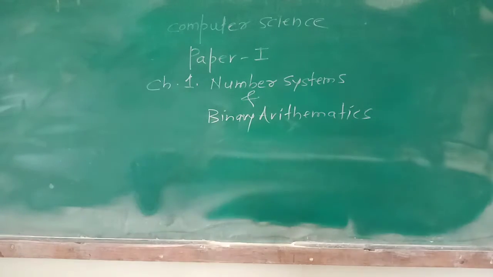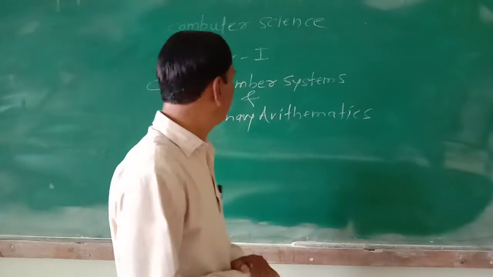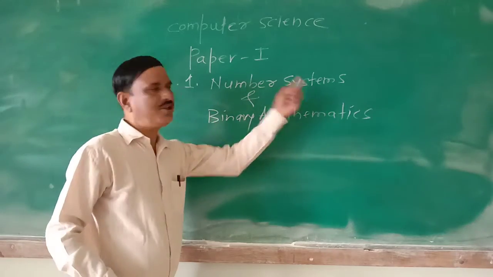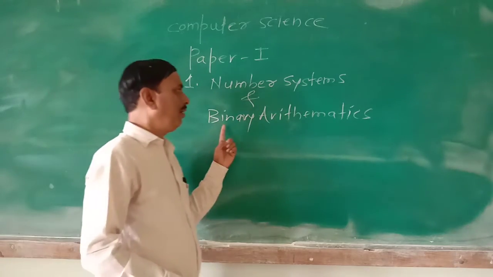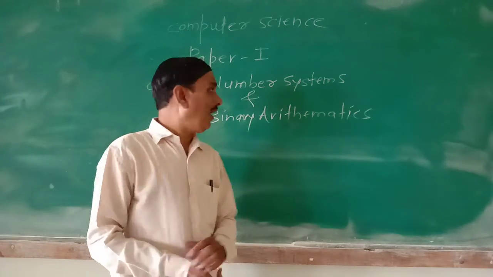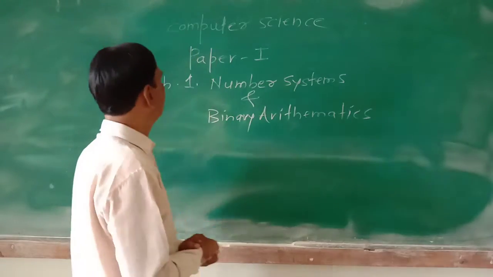So take down chapter number 1, paper first, number systems and binary arithmetics. This chapter is broadly divided into two parts. First, number systems, and second, binary arithmetics. So what is in number systems, that we are going to see first.